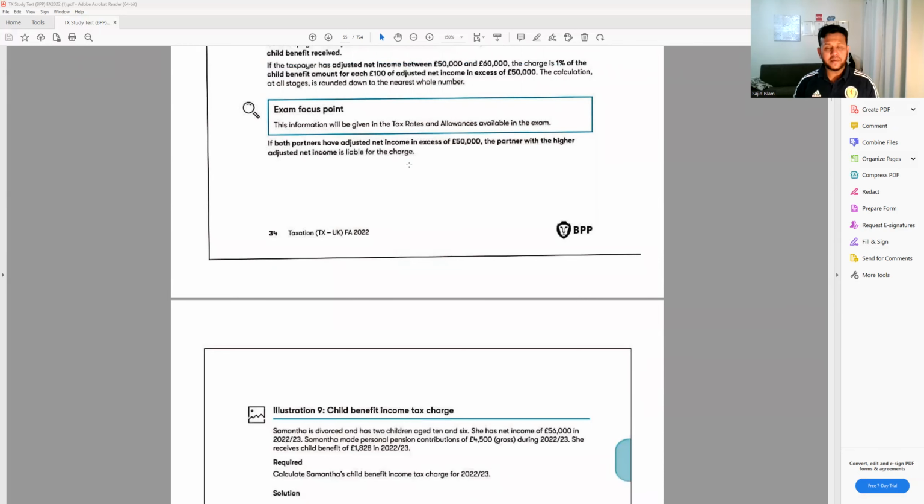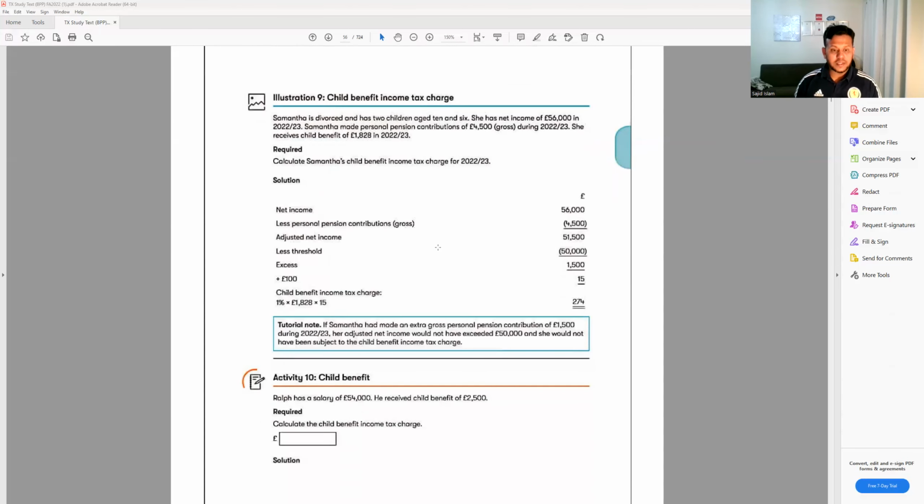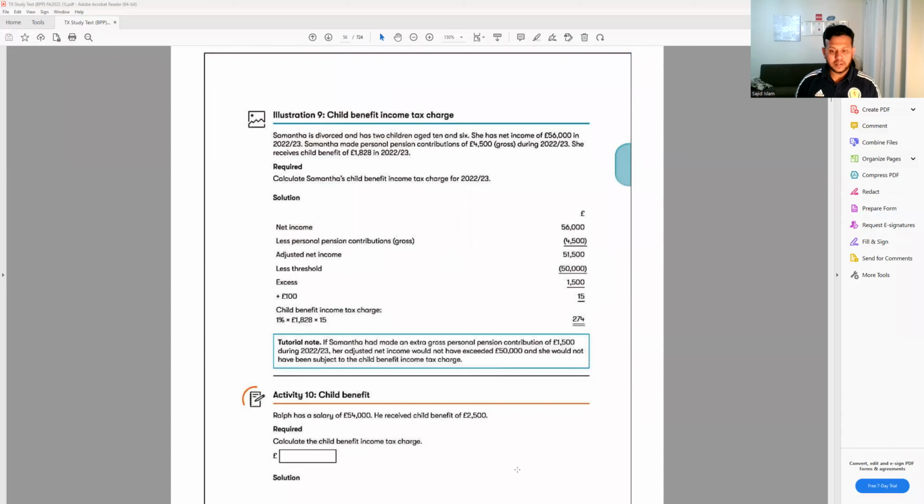If both partners have adjusted net income in excess of 50,000, the partner with the higher adjusted net income is liable for the charge. Very important information. So if there is a husband and a wife, and both have adjusted net income in excess of 50, the partner with the higher adjusted net income, so one is 50, one is 55, the 55 one will be responsible for the tax. You use 55, not 50, the higher one.